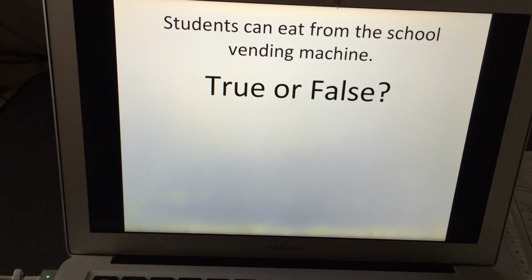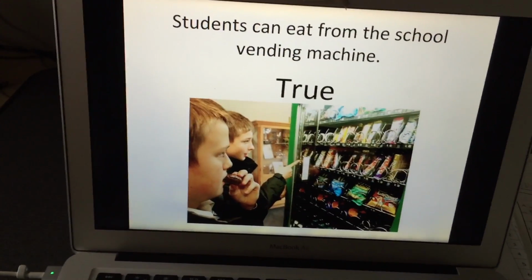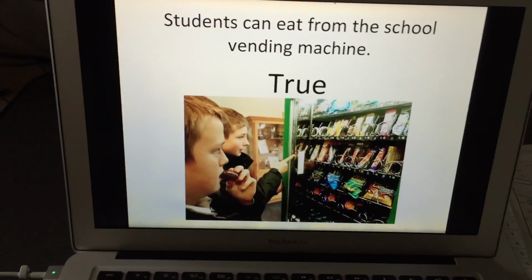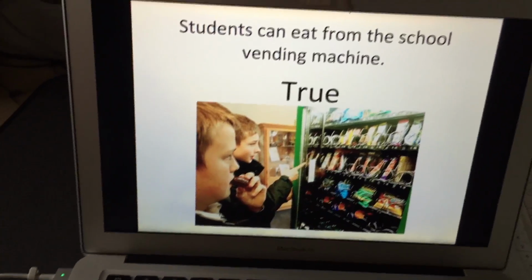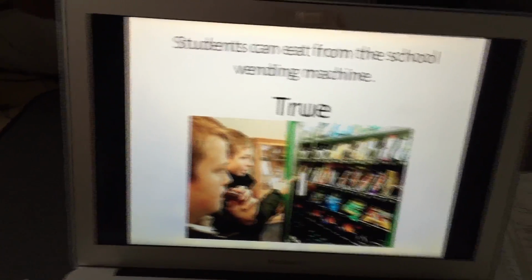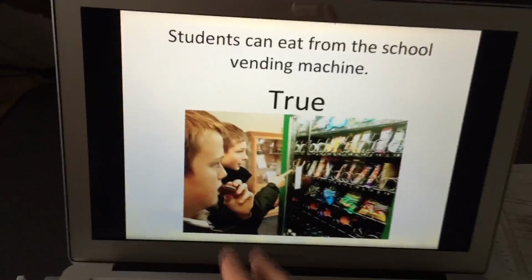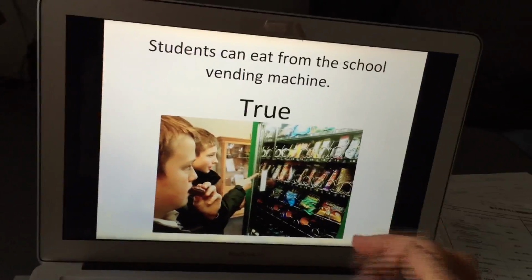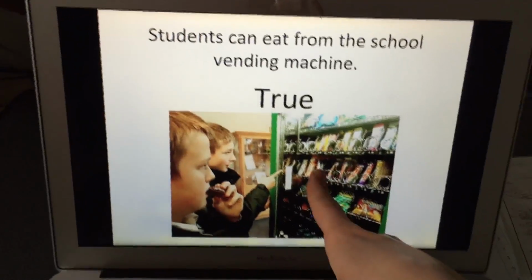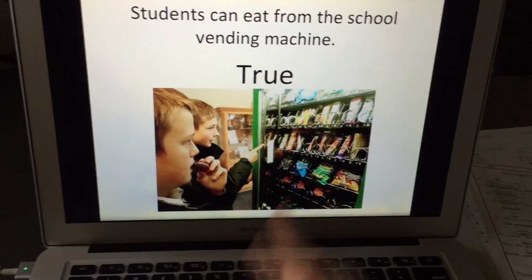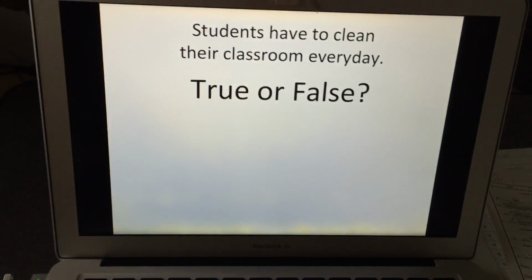Okay, students can eat from the school vending machine. This is true. This is super unheard of in junior highs in Japan. Even high school, maybe high school has vending machines. I think high school has way more freedom for students here in Japan. But in Canada, I do remember a vending machine in my junior high school. We did have chocolate and chips and stuff.